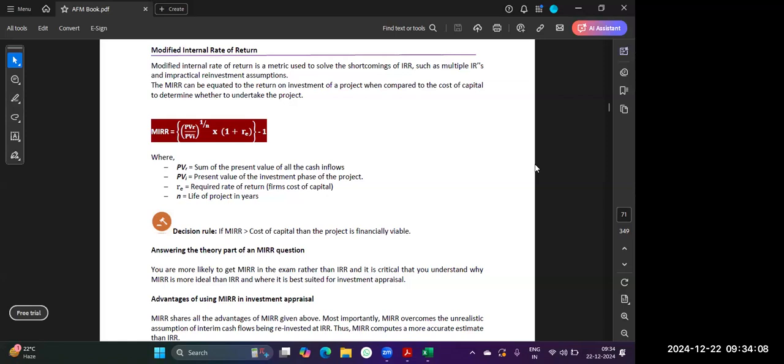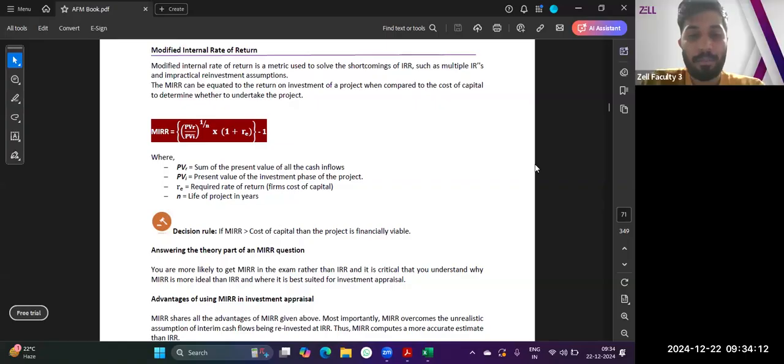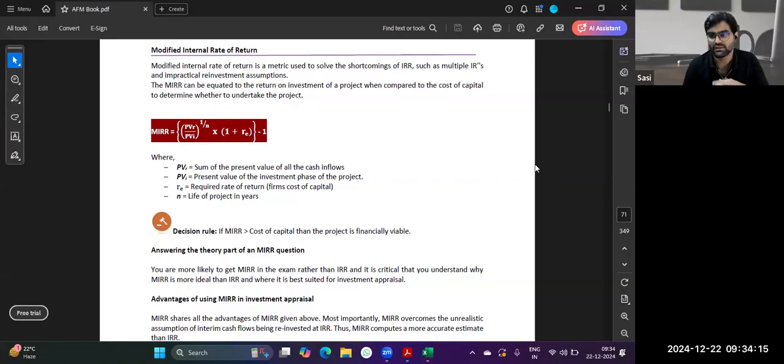If the modified IRR is greater than the cost of capital, then the project is financially viable. Correct.